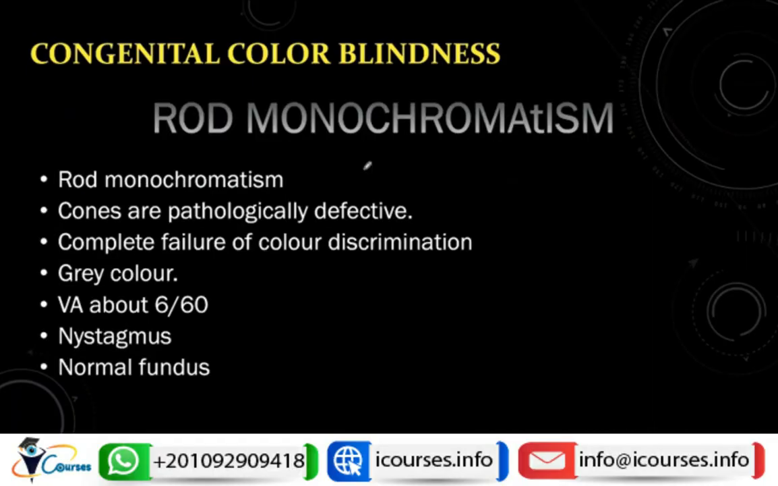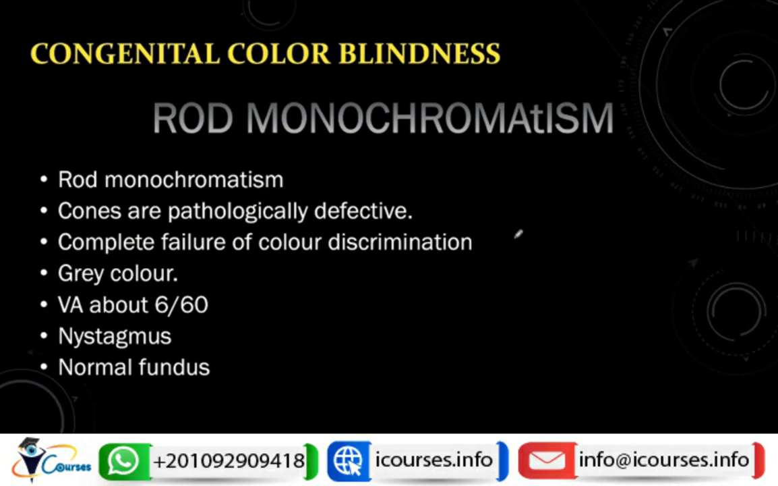This can be, as we said, either achromatopsia, which can be further subdivided into rod monochromatism, in which there is a pathological lesion affecting the cones, so the patient doesn't have any color discrimination. They cannot see any color. They see the world in gray color. And it was found that these patients usually have vision of about 6/60.